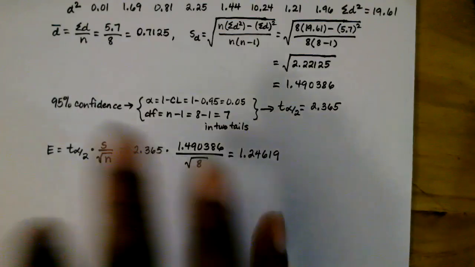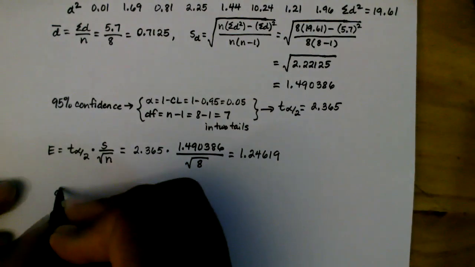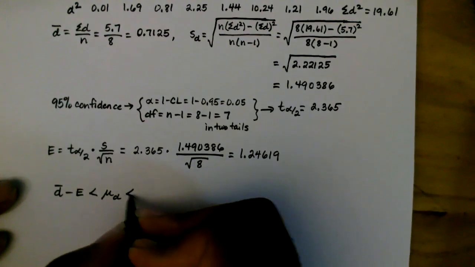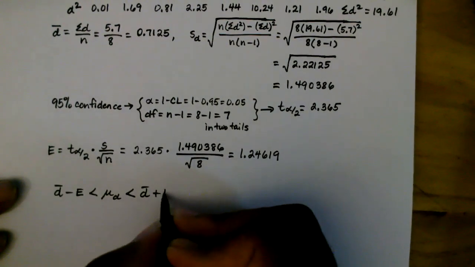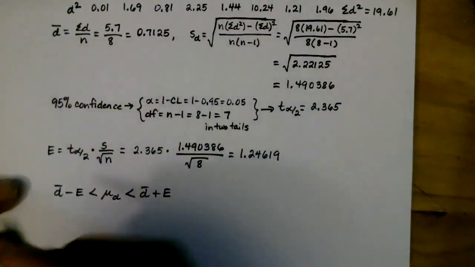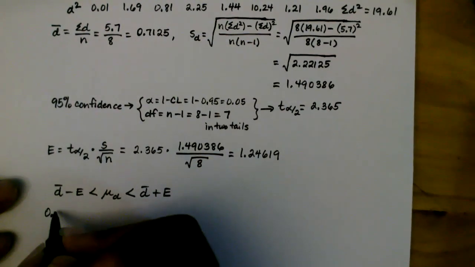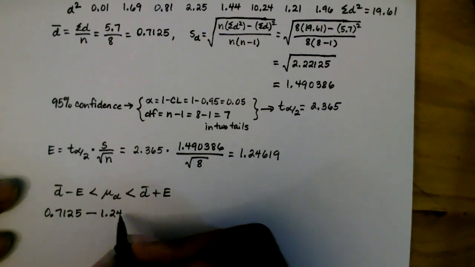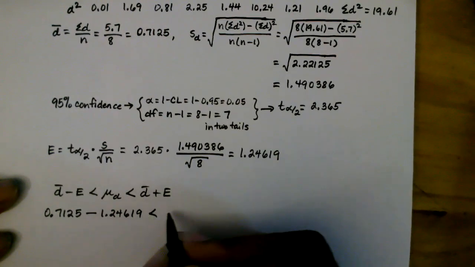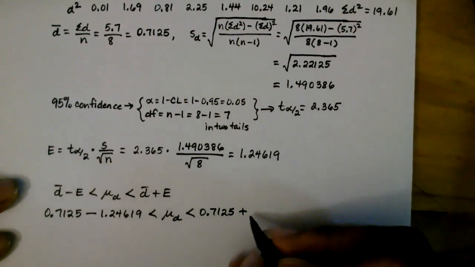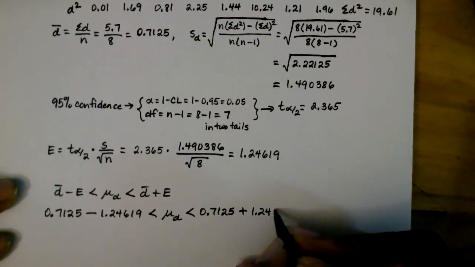So I have my margin of error, I have D bar. The confidence interval for that would be D bar minus E, and that's less than mu sub D, and less than D bar plus E. So we substitute here, my D bar is 0.7125 minus the margin of error, that's 1.24619, and that's less than mu sub D, and less than D bar again, 0.7125 plus, again, the margin of error 1.24619.